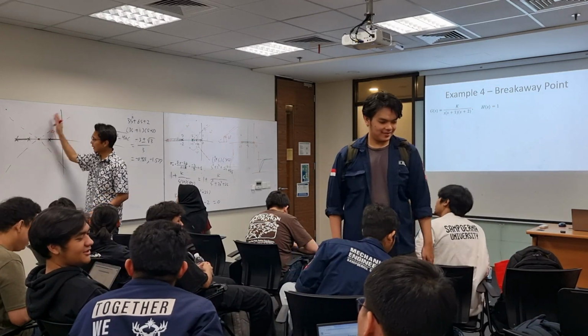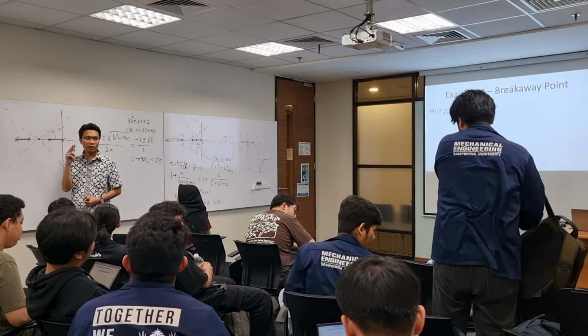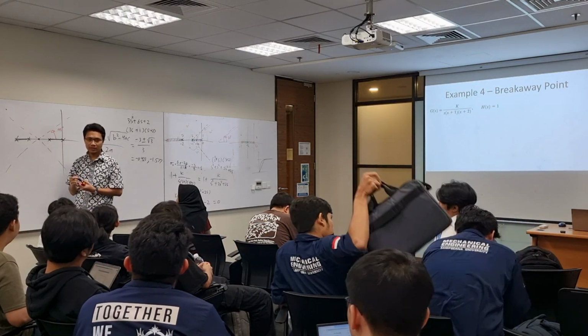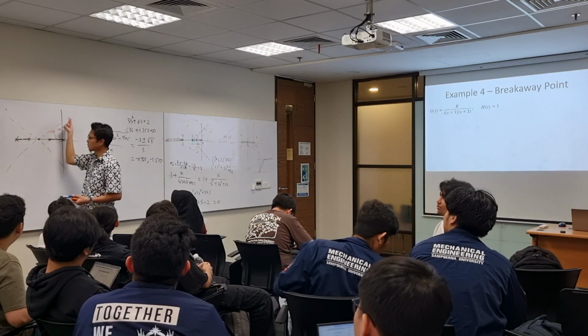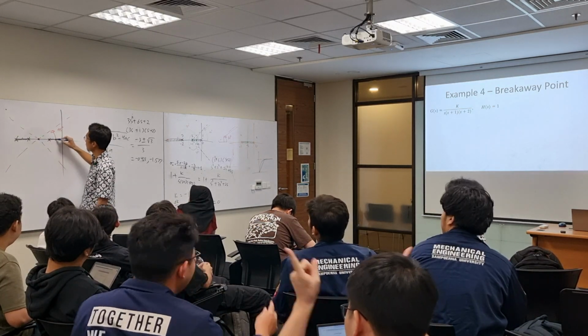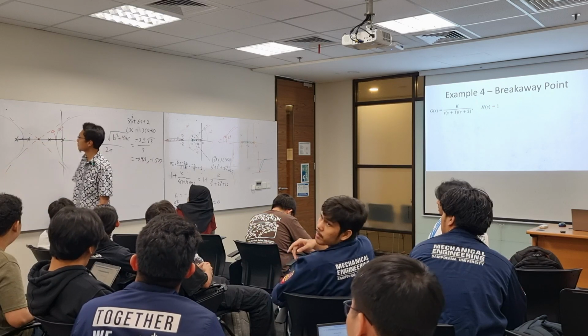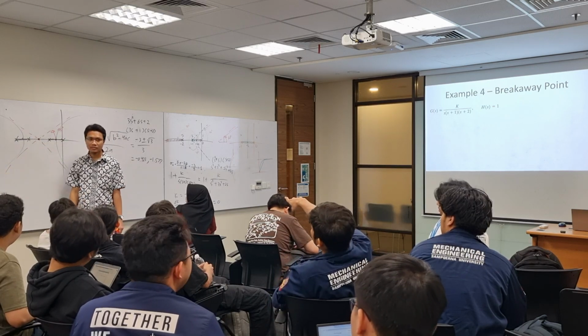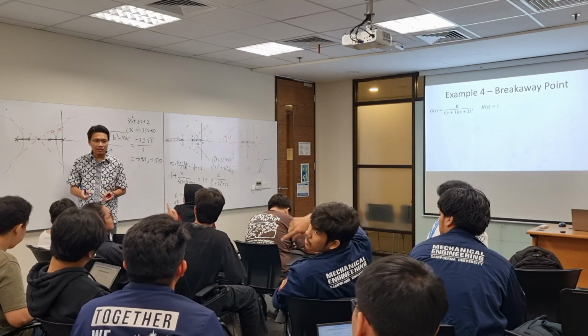So that's the asymptote, and then it will have two breakaway points. Of course it will split here, and also this one will split there. It will not be a half circle. It will go there, and this one will go there.